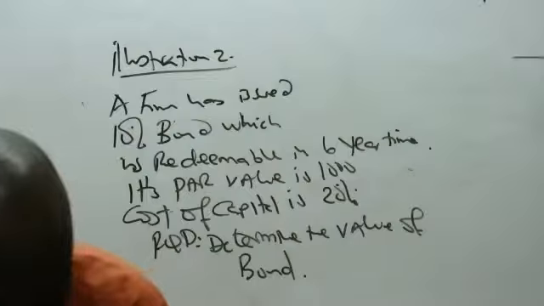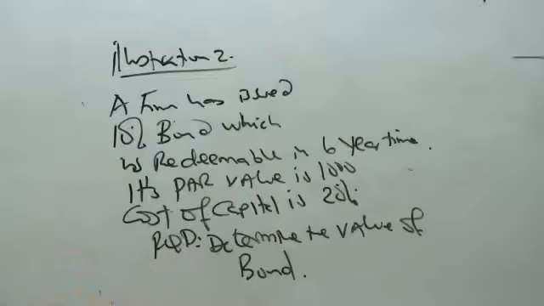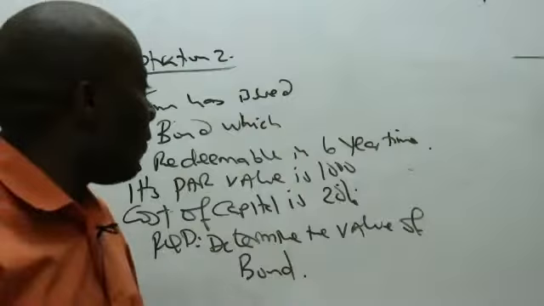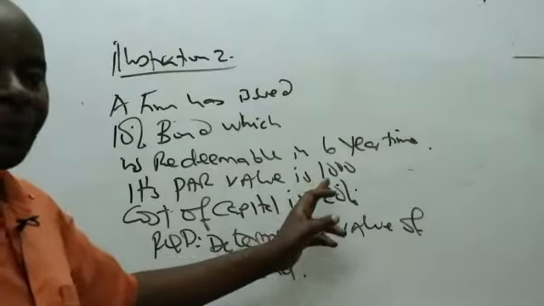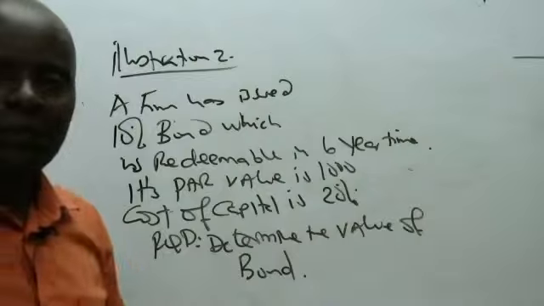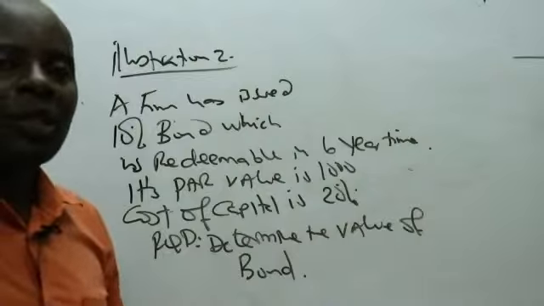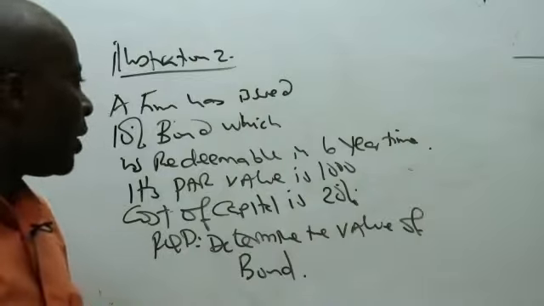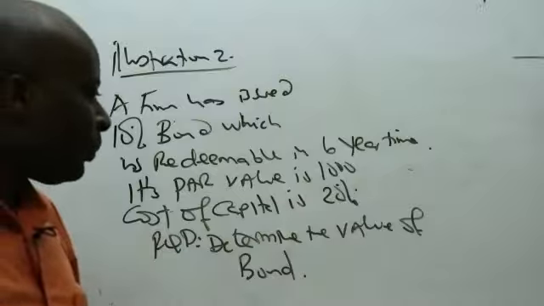So what figure are we able to get, my friends? Yeah, par value is 1,000. Par value can be given anything. Like for bonds, mostly bonds, par value is 1,000.